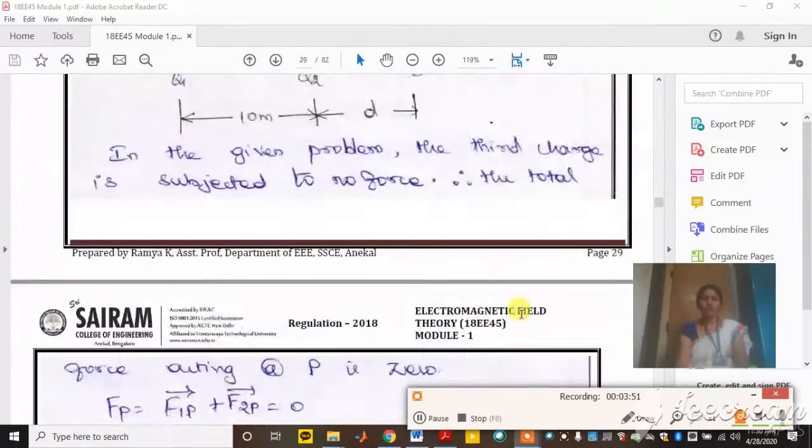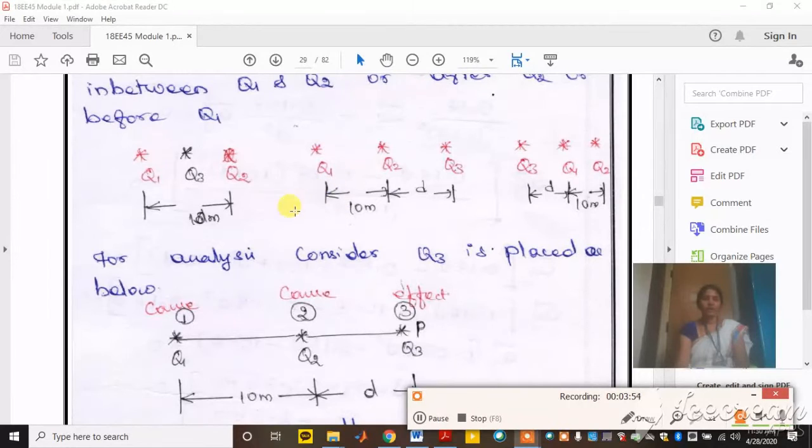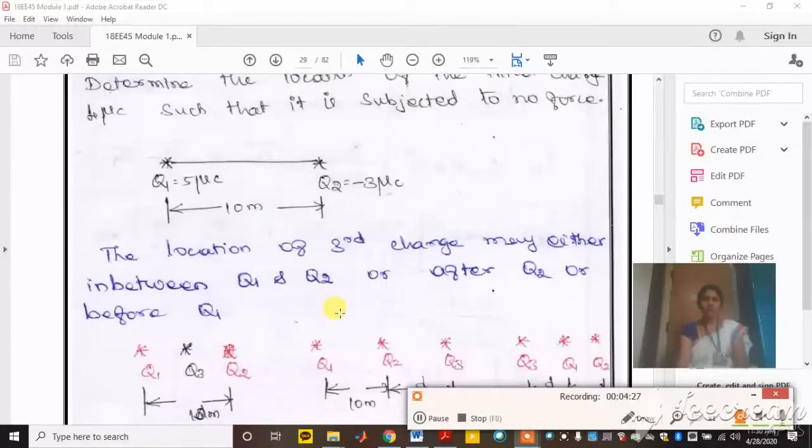So this is one way of finding it out. You can also identify the location of the charge in between. In that case your final answer will come between 0 and 10 meter. If you place it before Q1, then the value of d will be negative. Here it is 0 to 10. If you place Q3 before this Q1, then you will get the value of d as a negative answer. This is how you need to identify it.